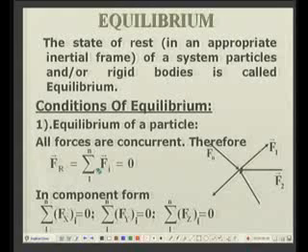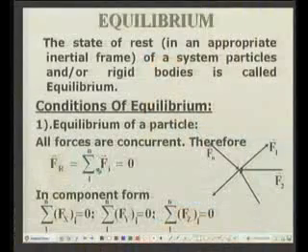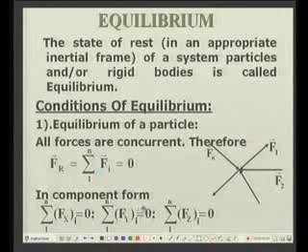In the component form, the same condition can be written as: the x components of all the forces summed together are equal to 0, the y components of all the forces summed together give 0, and similarly the z components summed together are 0.